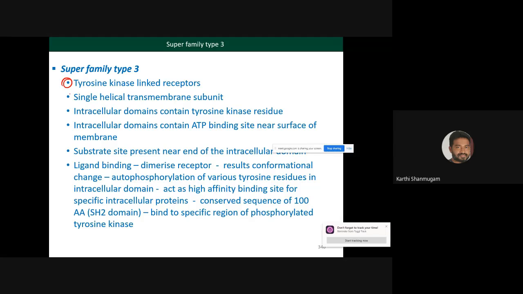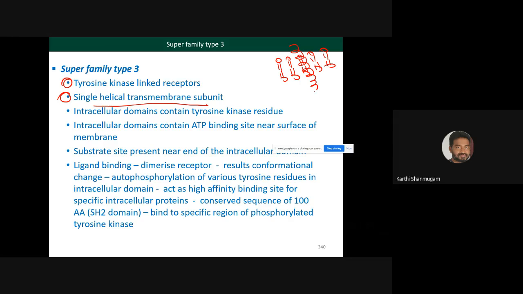The special structural feature of this superfamily type 3 is that it has a single helical transmembrane subunit. If you consider this as the lipid bilayer, it has only one single transmembrane subunit. Comparing with the other superfamilies, type 1 has 4 to 5 transmembrane helices, type 2 has a constant 7 transmembrane helices, and type 3 has a single helical transmembrane subunit. This is its speciality.